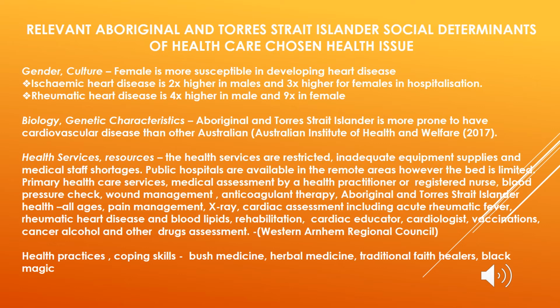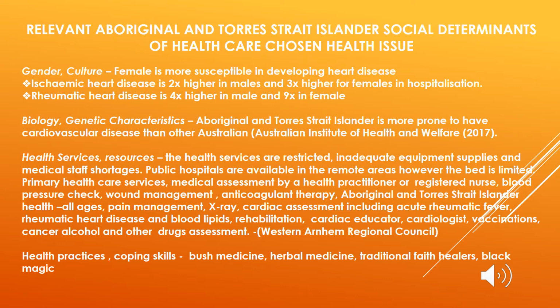The relevant Aboriginal and Torres Strait Islander social determinants of health for the chosen health issue. The first one is gender and culture. Females are more susceptible to developing heart disease. Ischemic heart attack is 2 times higher in males and 3 times higher for females according to hospitalization. Rheumatic heart disease is 4 times higher in males and 9 times higher in females.